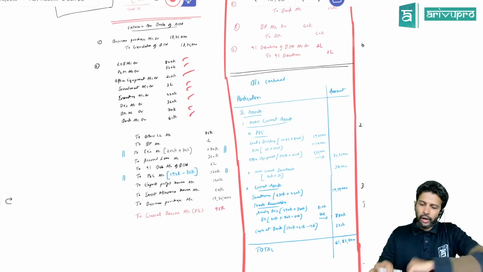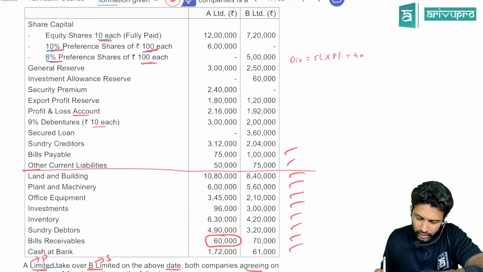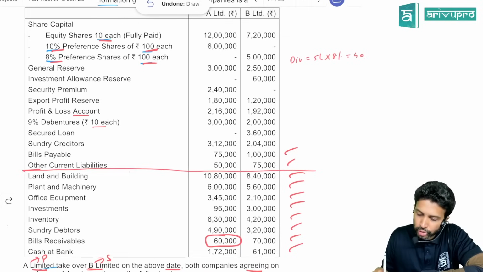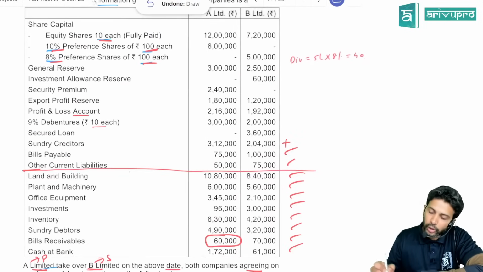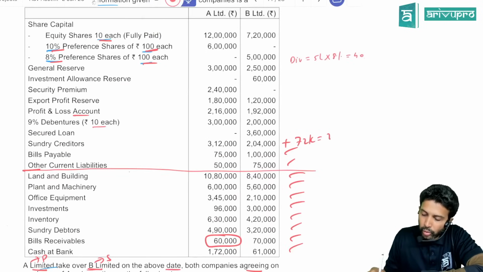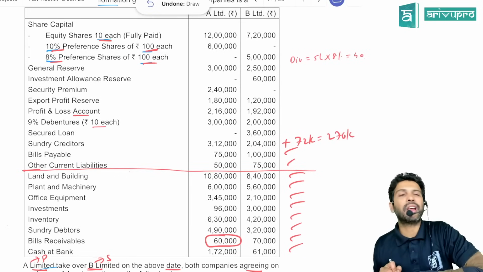Fine now? Alright. Liabilities, all the liabilities one by one. So 75, 1 lakh and 204. I will not take 204 over here. Why not? We also took over one trade payable extra. How much? 72,000. That means the trade payable is 204 plus 72, which becomes 2,76,000.